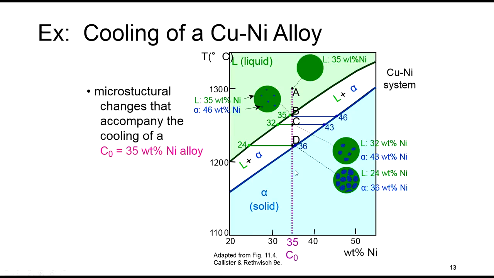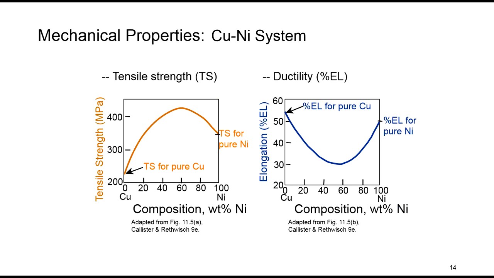And if we go down, of course we only have the solid part, and here we already have the formation of grains, and we can see the grain boundary in the microstructure. In the same system we can also study the effect of solid solution strengthening on tensile strength and ductility, as shown here. These are related to what we discussed in chapter 8.